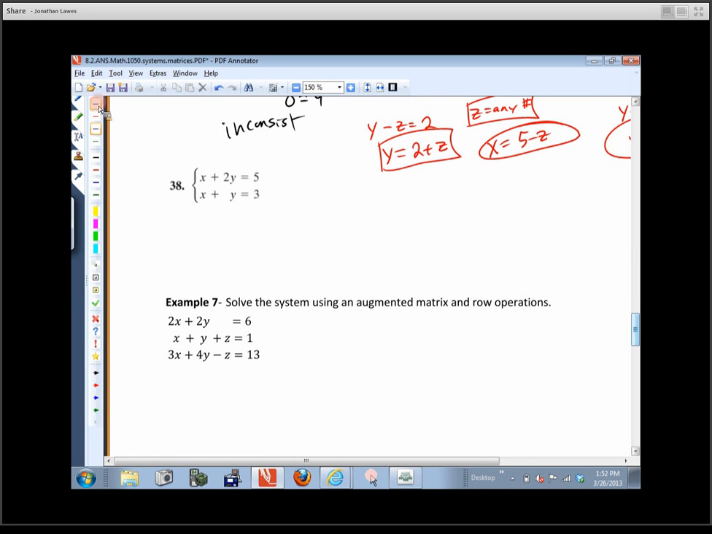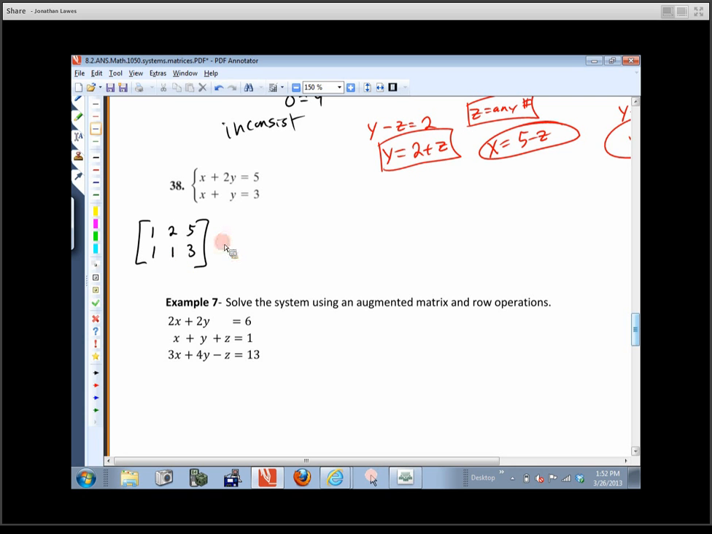The first thing you need to do is write down the augmented matrix. The augmented matrix is 1, 2, 5, 1, 1, 3. Now, I normally get a little bit lazy. I don't write the little line there. I'm fine without it. Again, keep things nice, neat, and straight. Keep them arranged really nicely.